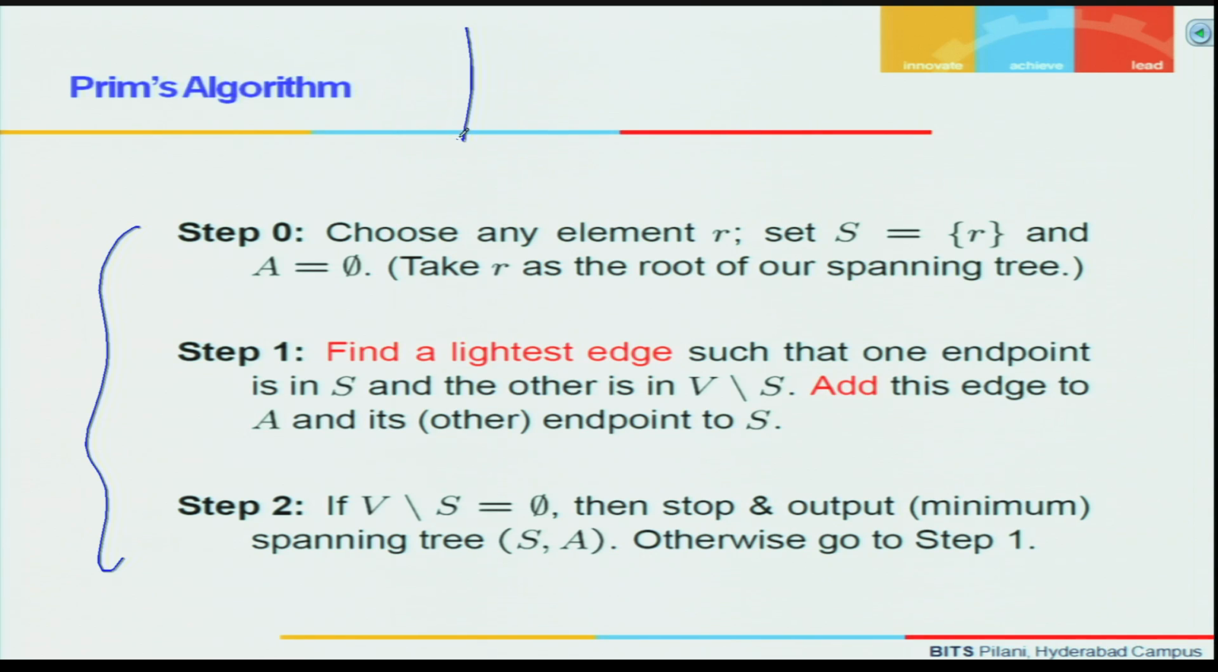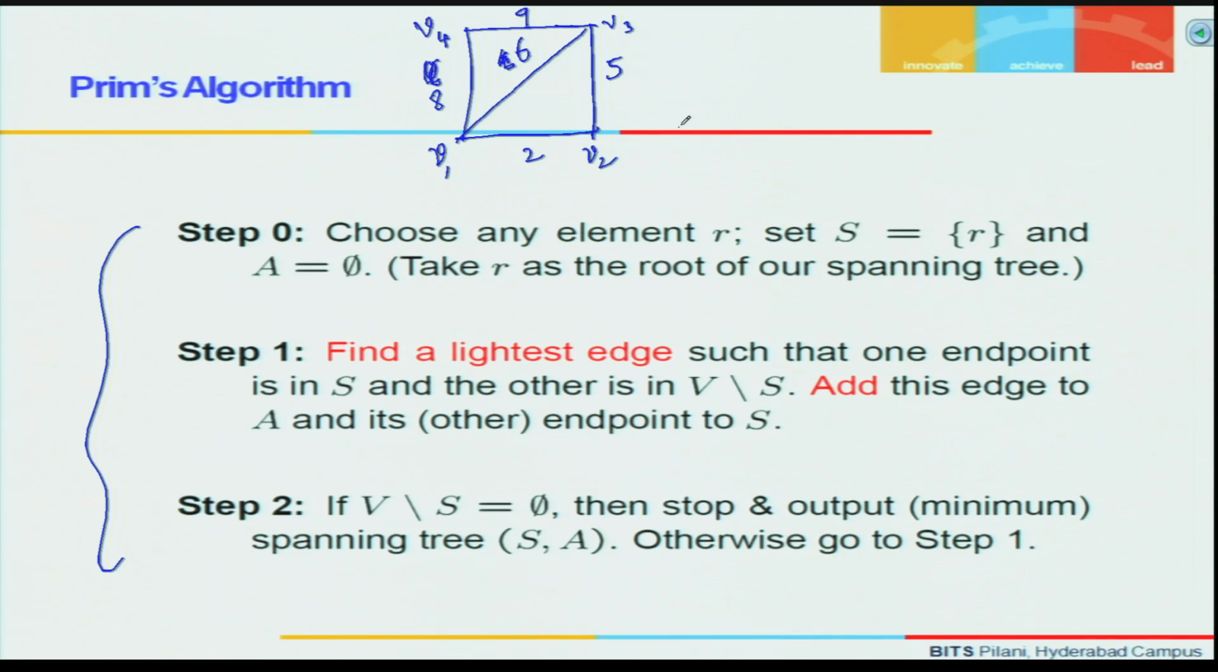So let us consider our old graph, the old example that we have been studying. This is 2, this is 5, this is 9, this is 6, and this is 8, and this is 6. So this is V1, V2, V3, V4.